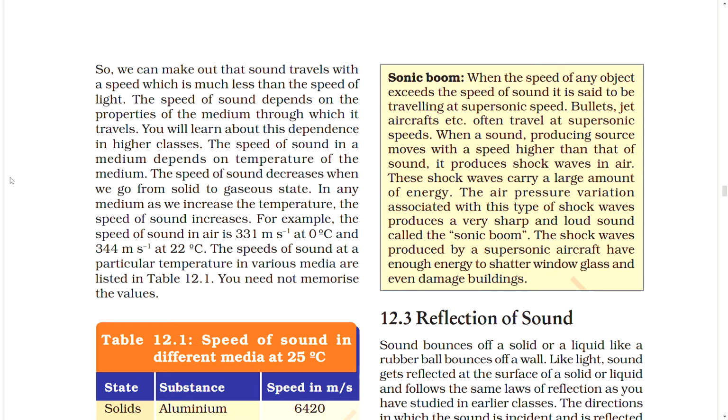Sonic boom. When the speed of any object exceeds the speed of sound, it is said to be traveling at supersonic speed. Bullets, jet aircraft, etc., often travel at supersonic speeds. When a sound producing source moves with a speed higher than that of sound, it produces shock waves in air. These shock waves carry a large amount of energy. The air pressure variation associated with this type of shock wave produces a very sharp and loud sound called the sonic boom. The shock waves produced by a supersonic aircraft have enough energy to shatter window glass and even damage buildings.